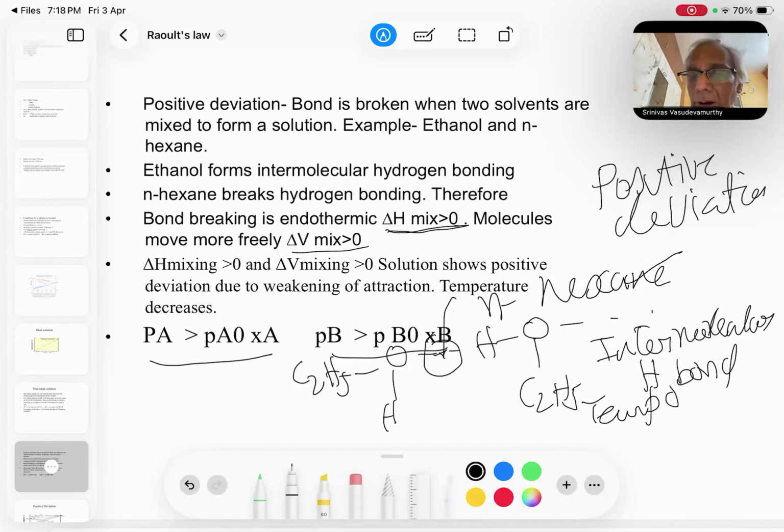The temperature of the solution decreases. That's the only one going down here. Temperature decreases. Remaining, delta H mixing increases, delta V mixing increases. Partial vapor pressures of A and B also increase here.